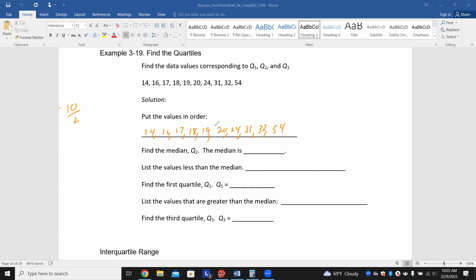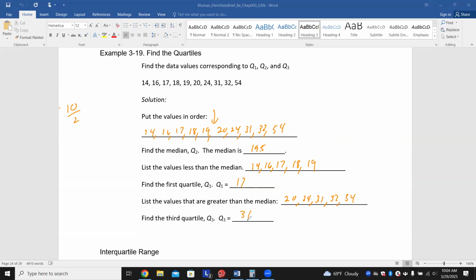So I need the number between 19 and 20, which would be 19 and a half. So this right here would be the Q2. There's 5 numbers on each side. So when I want to do things less than the median, I would now include that 19. So that's 14, 16, 17, 18, 19. Now I can see Q1 would just be 17. And then on the Q3 side, it's 20, 24, 31, 32, 54. I can see that 31 is the quartile 3.